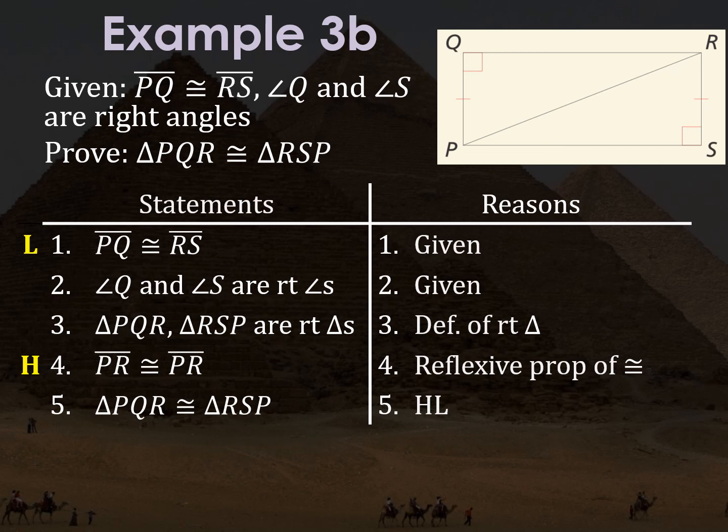So that's the hypotenuse-leg. Again, you need a pair of congruent legs, a pair of congruent hypotenuses, and that both triangles are right triangles. Again, those do not have to be in that order. They just have to all be included within the proof. That's it for section 12.5.